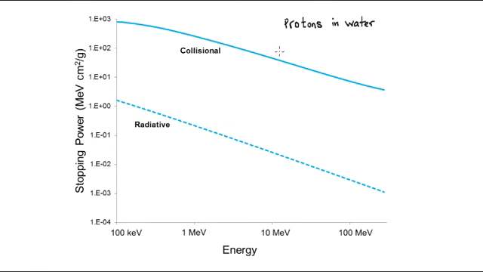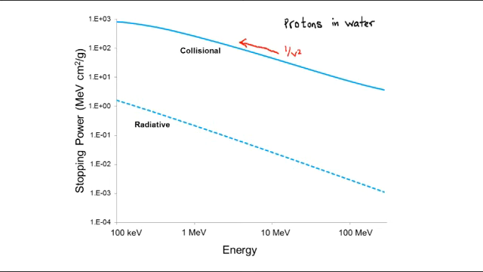Also, this is important, the collisional stopping power increases as the energy decreases. That's that 1 over v term, the 1 over v squared term in the stopping power equation. And so you actually lose more energy as the particle slows down. We'll see that play out and so have some practical implications.